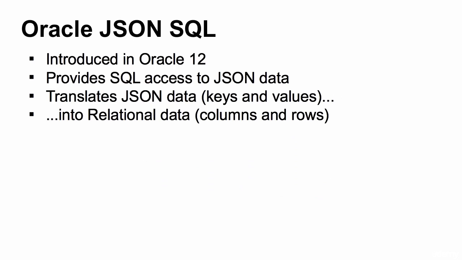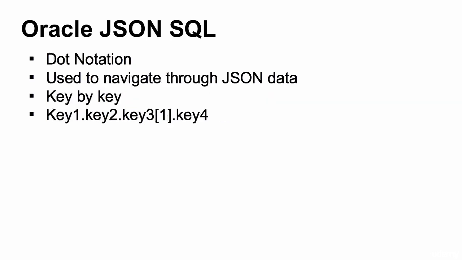SQL JSON in Oracle 12c. What it does is provide SQL access to JSON data stored in its JSON normal format, translating all of that data into relational data, which is columns and records. First topic we look at in these videos is dot notation.